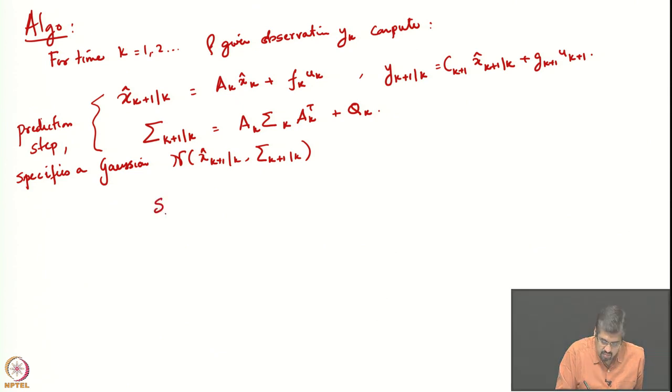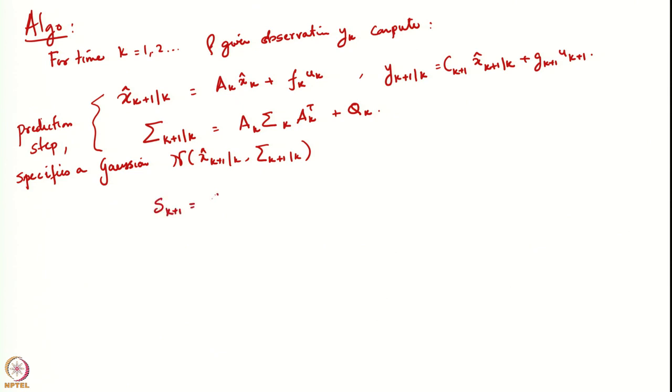So let us define s k plus 1 as c k plus 1 sigma k plus 1 given k c k plus 1 transpose plus r k plus 1. This is s k plus 1. Now using s k plus 1, we do our measurement update. So we have our new x hat k plus 1, which is the conditional mean of x k plus 1 given the observations up until time k plus 1.